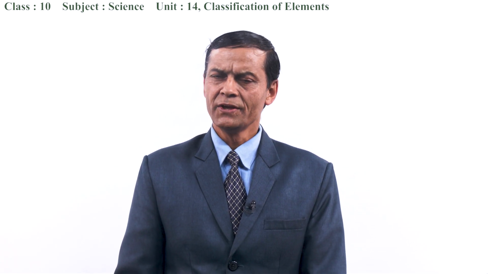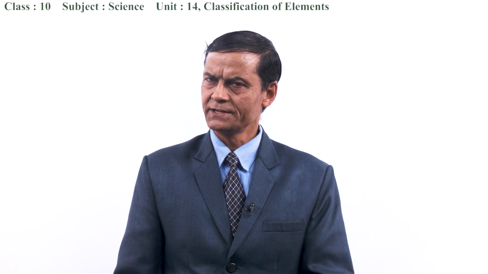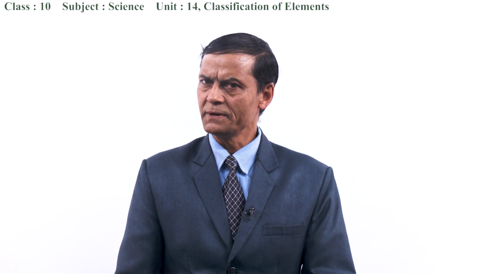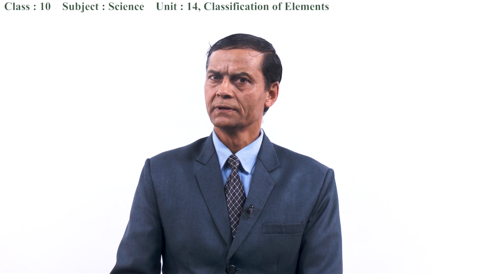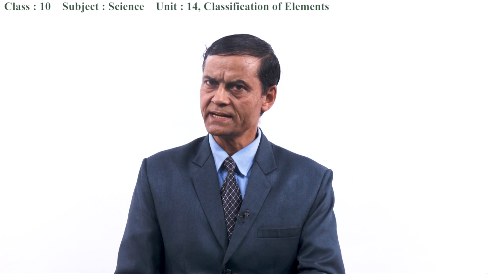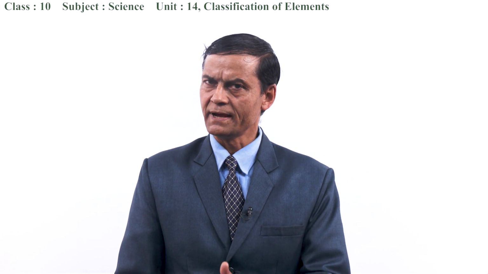Dear students, we are in the third part of this unit. What did we discuss in the previous lesson? Do you remember? Yes. In previous classes, we discussed the history of classification of elements. Elements are classified according to chemical and physical properties, according to similarities and dissimilarities. Isn't it? Many attempts were made by different scientists at different times.